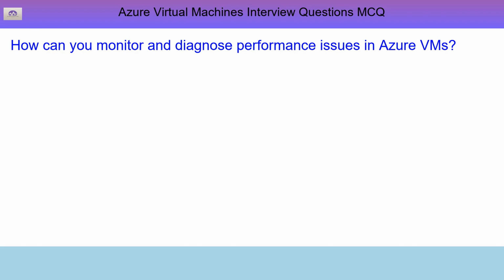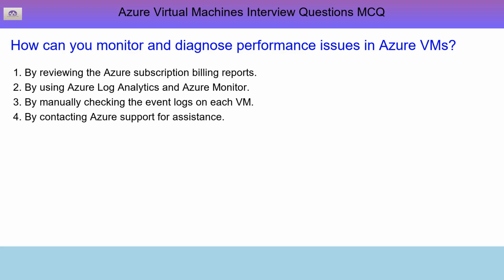instances. How can you monitor and diagnose performance issues in Azure VMs? Here are your options. 1. By reviewing the Azure subscription billing reports. 2. By using Azure Log Analytics and Azure Monitor. 3. By manually checking the event logs on each VM. 4. By contacting Azure support for assistance.